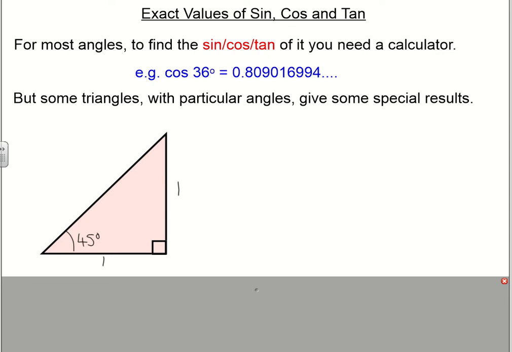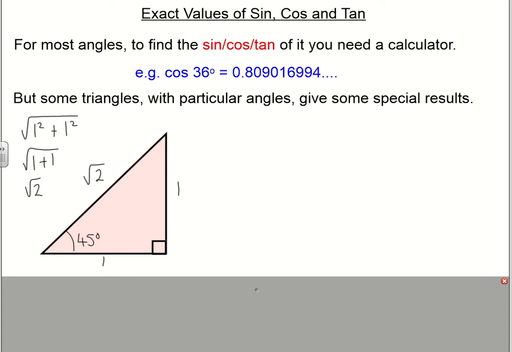So using Pythagoras then, to get the hypotenuse of this triangle, I would need to do the square root of 1 squared plus 1 squared. So that's the square root of 1 plus 1, which is the square root of 2. So the diagonal of this triangle is root 2.